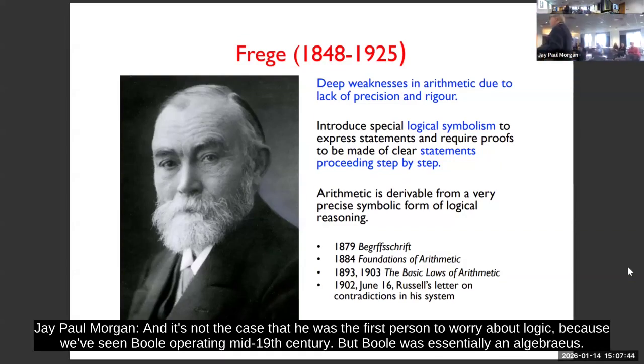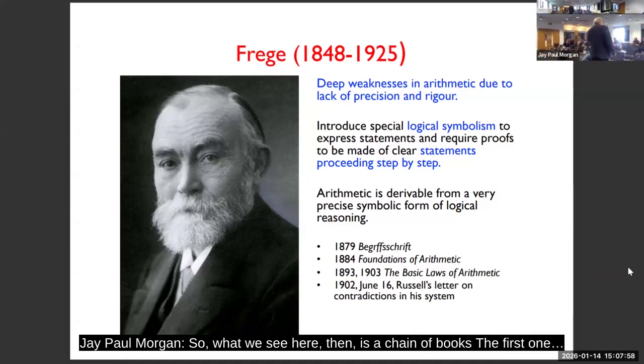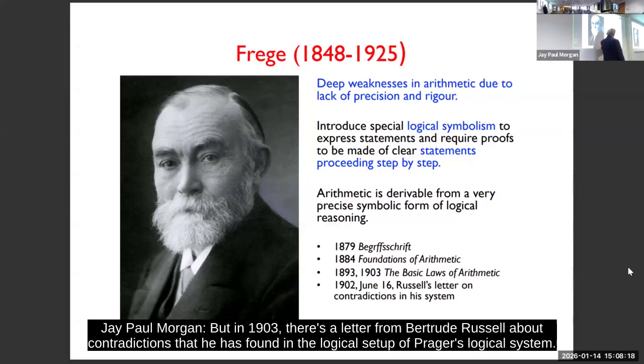And it's not the case that he was the first person to worry about logic, because we've seen Boole operating mid-19th century. But Boole was essentially an algebraist, and he was looking at these logical issues with a very mathematical eye rather than a philosophical. So what we see here then is a chain of books. The first one introduces the symbolism in the 1870s. Then comes larger volumes, and finally the magisterial 3-volume work, The Basic Laws of Arithmetic.